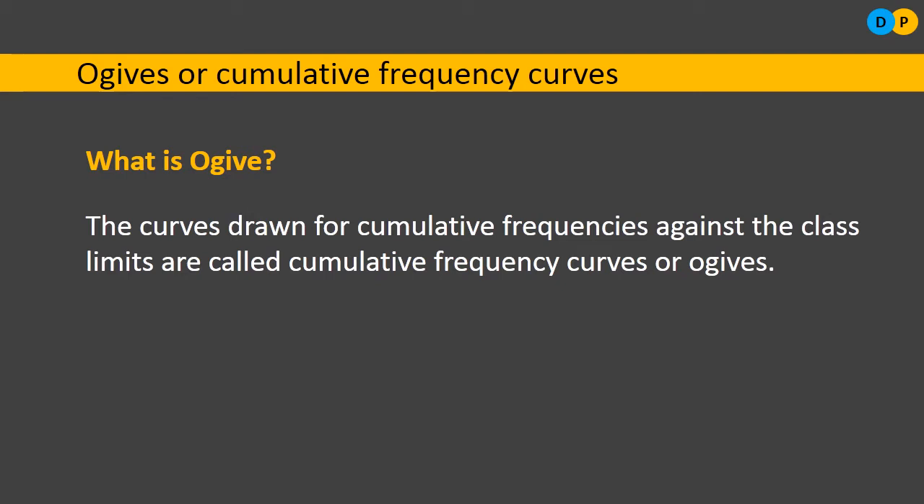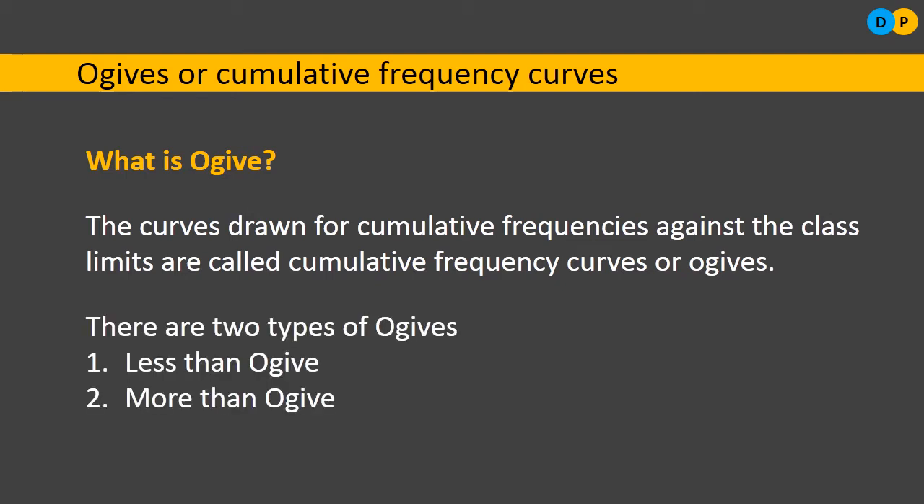As we know, for a class there are two limits, lower limit and upper limit. For the less than cumulative frequency, we will be considering the upper limit. For the more than cumulative frequency, we will be considering the lower limit of the class. So any one limit we will be considering. The curve obtained after such a process is referred to as a cumulative frequency curve or ogive. There are two types of ogives, less than ogive and more than ogive.